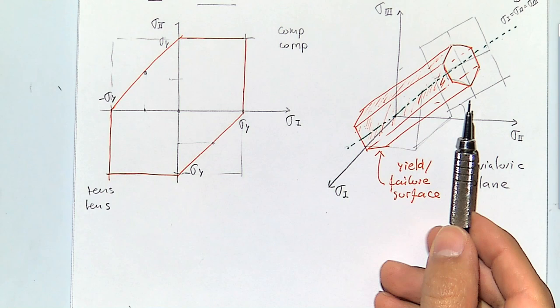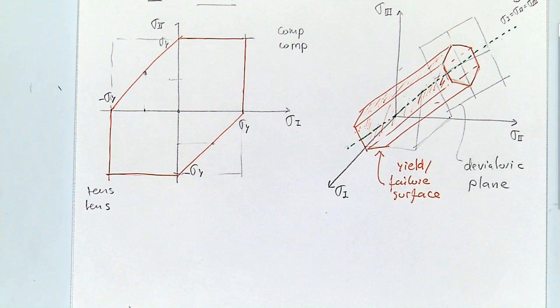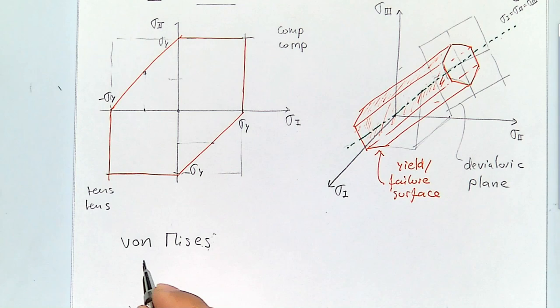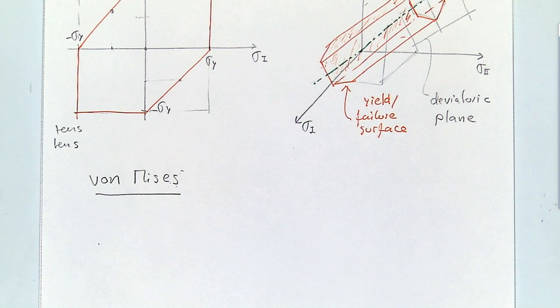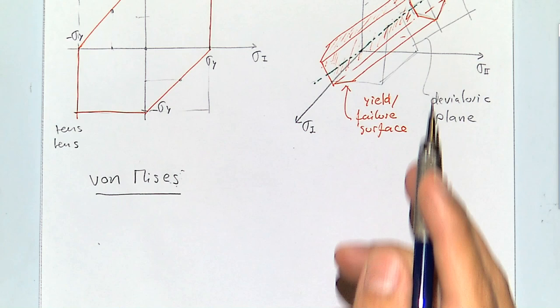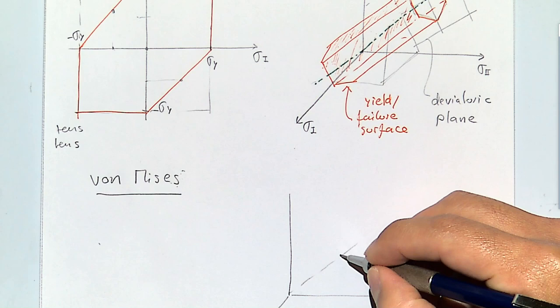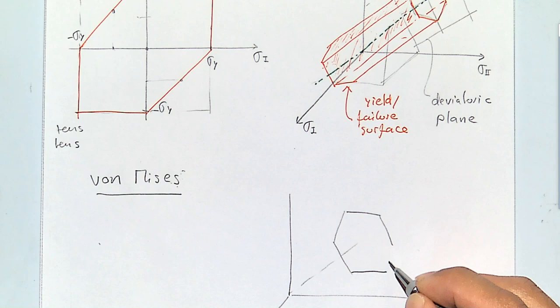So there is, I don't know if to say an upgrade, but another version of this, which is called, and probably you heard about this, the von Mises yield criterion. And what von Mises does is simply to fit a circle around that hexagon. So if I had, again, this hexagon like this, you fit a circle to that.